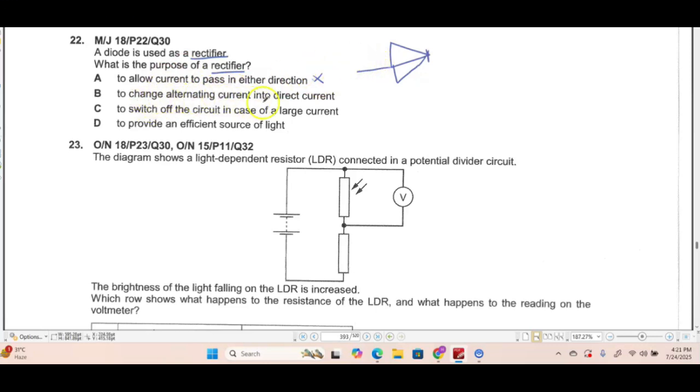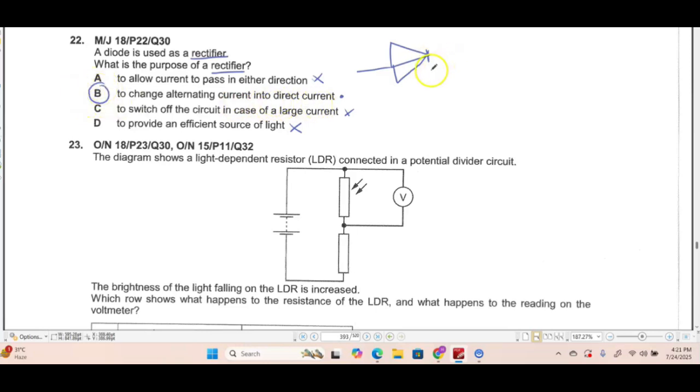To change alternating current into a direct current, okay, we'll hold on to this. To switch off circuit in case of a large current, no, this is not correct. This is the work of a circuit breaker or a fuse. To provide an efficient source of light, no, that's the work of a lamp or natural sources like the sun, etc. So option B, what does it state? To change alternating current into direct current. Yes, this is the correct option.